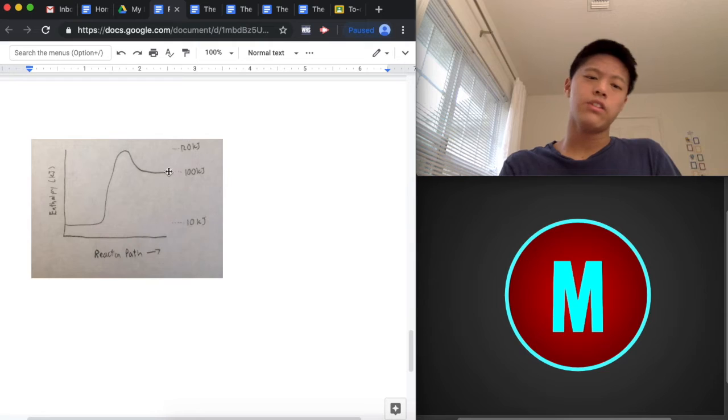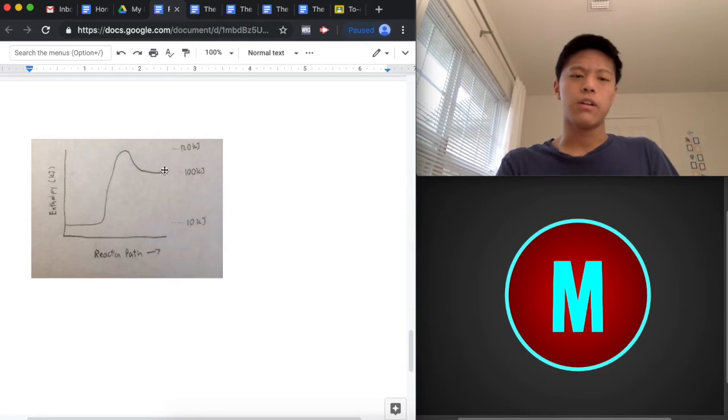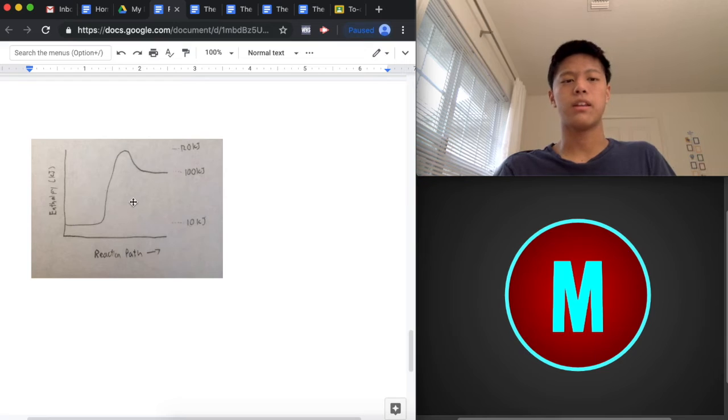If you want delta H, you would do the final amount of enthalpy minus the initial, so that would be 100 minus 10 or 90 kilojoules. If you want the forward activation energy, you would go the highest point in the graph minus the lowest point, so that would be 110 kilojoules.